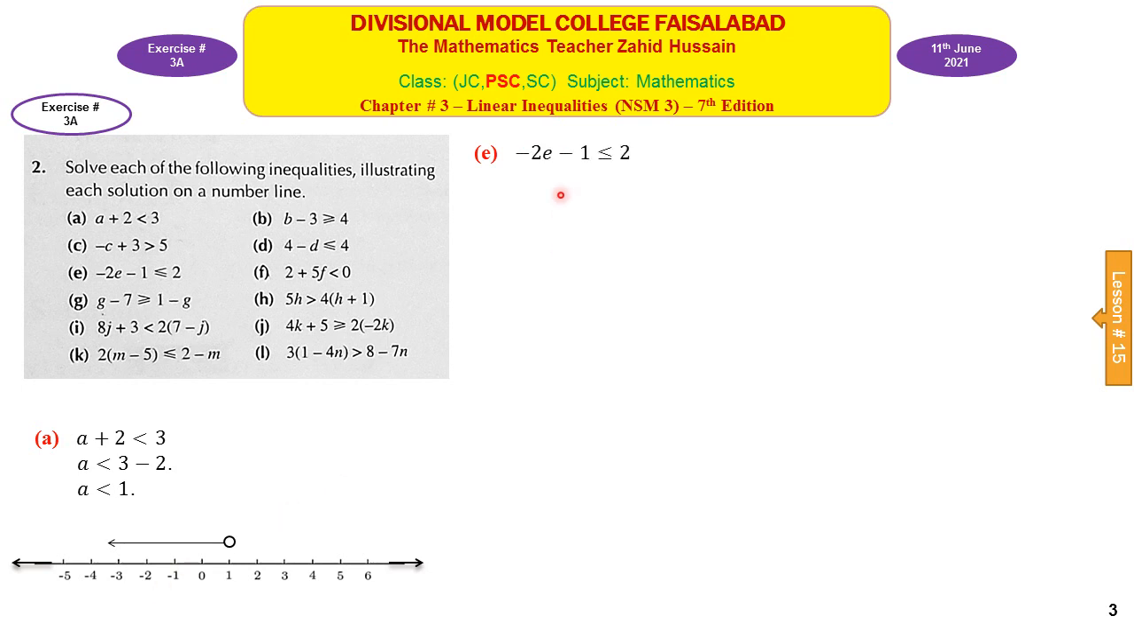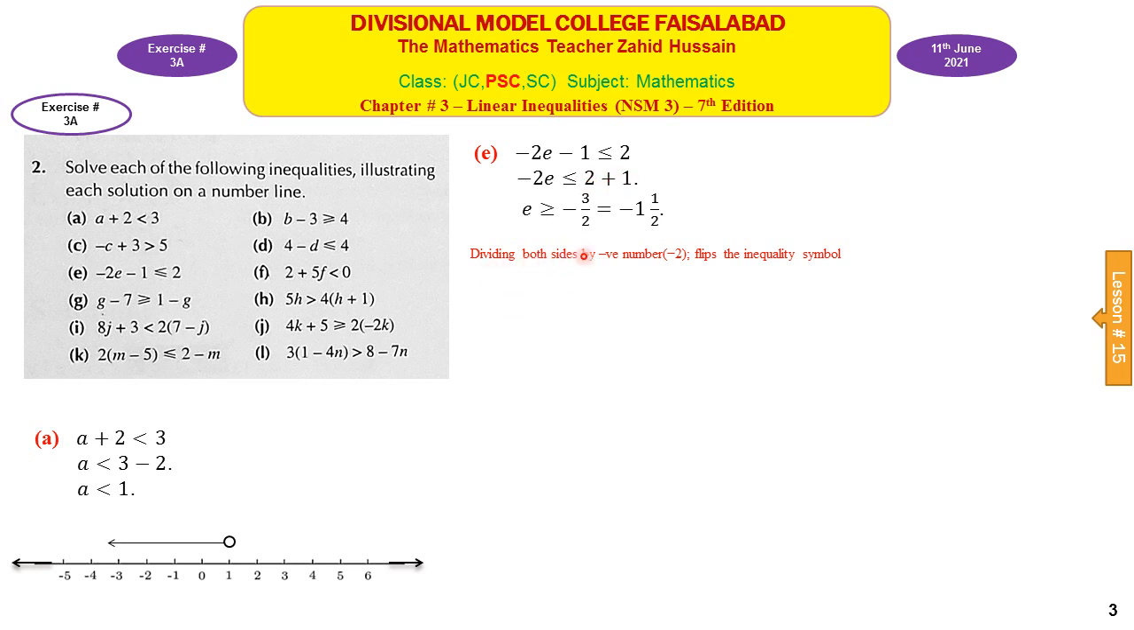E part is minus 2e minus 1 less than or equal to 2. To solve this inequality, again there is no fraction and no bracket. So we will collect all the terms with the variable on the left hand side. Minus 2e will be on the left hand side, and we will transfer minus 1 to the right hand side, and we get minus 2e less than or equal to 2 plus 1. 2 plus 1 is 3.